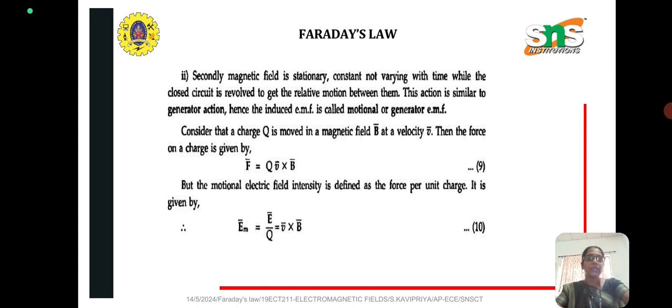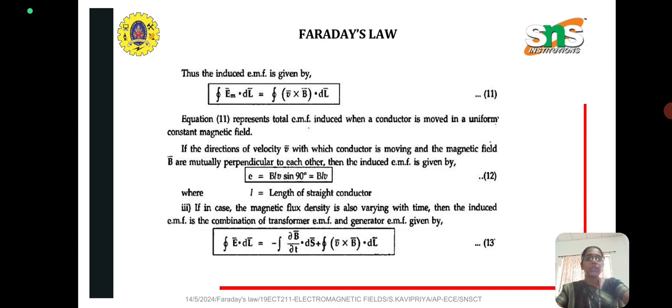In such cases, F vector is equal to Q V cross B vector, and EM is equal to F by Q, which is nothing but V cross B vector. So the induced EMF is given by the integral over the closed line of EM dot dl vector, which is equal to the integral over the closed path of V cross B vector dot dl. If the direction of velocity with which the conductor is moving and the magnetic field are mutually perpendicular, then the induced EMF E is equal to BLV sin 90 degrees, which is nothing but BLV since sin 90 is 1. L is the length of the straight conductor.